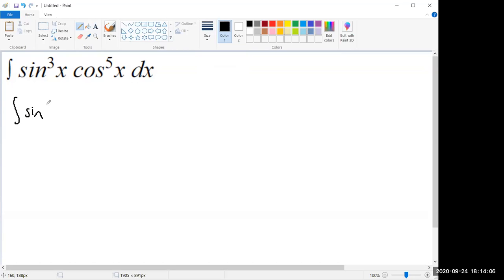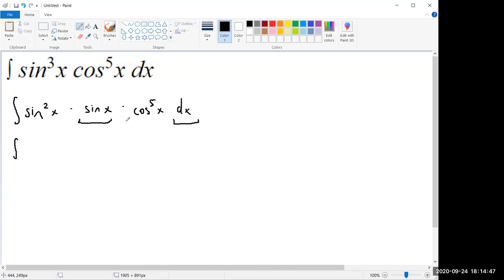So this is sine squared of x times sine to the first power of x times cosine to the fifth of x dx. Okay, so the reason we did this is because we're trying to get something to the first power, right? Because that'll leave space for du. So our plan is to leave this along with this to be du, which means everything else needs to be in terms of cosine.